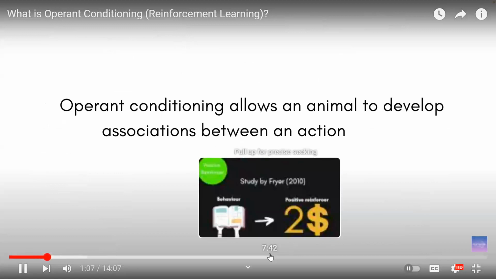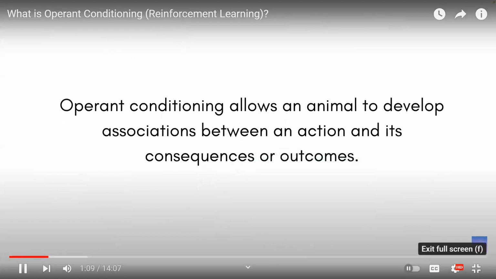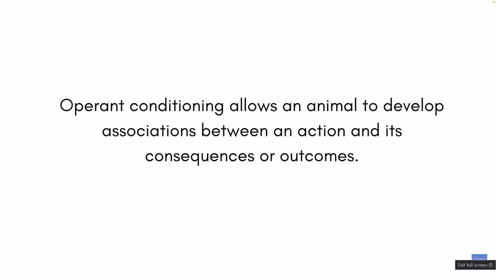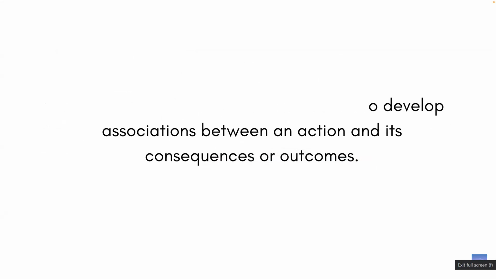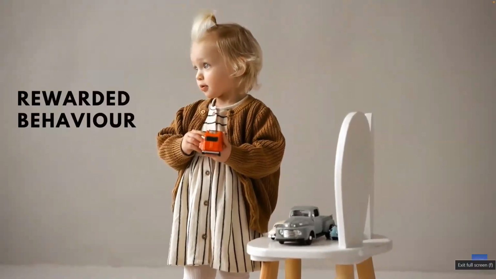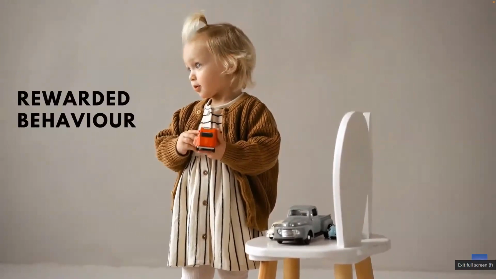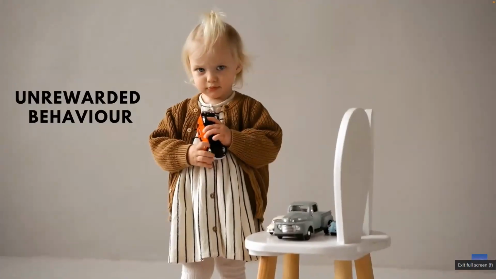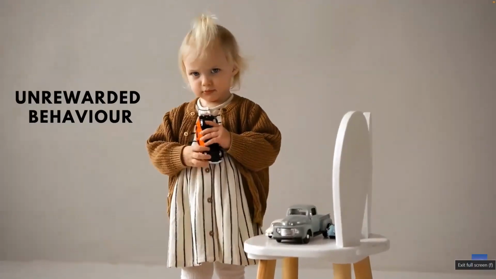Operant conditioning can be defined as the process which allows an animal to develop associations between their actions and the consequences or outcomes of those actions. Developing this association is essential because it is this association that allows one to learn the behaviors that they can pursue, such as the behaviors that have been rewarded, or the behaviors that they need to attenuate, such as the behaviors that have been unrewarded or subject to punishment.